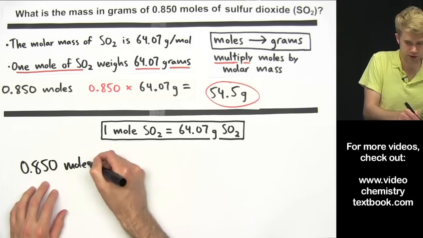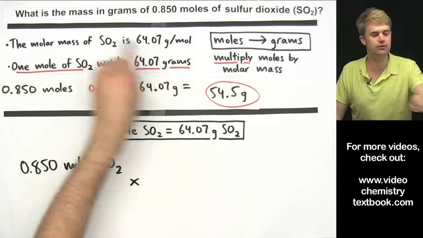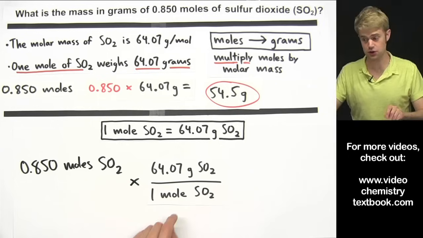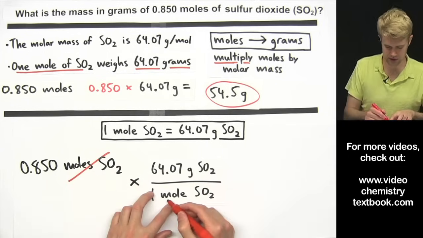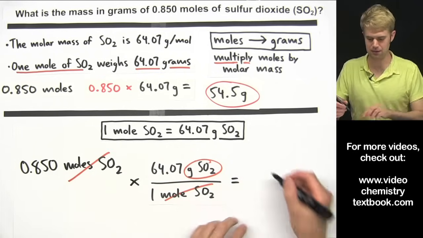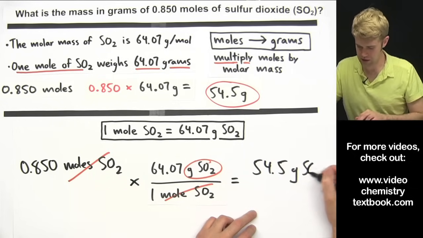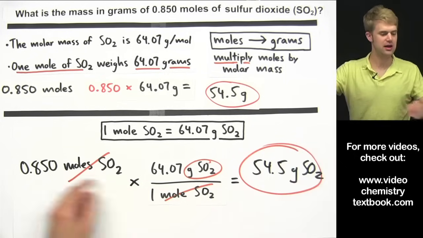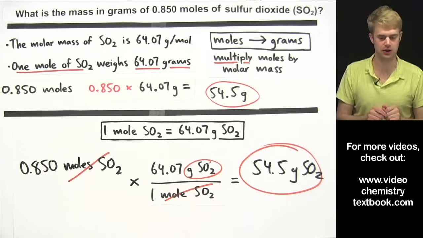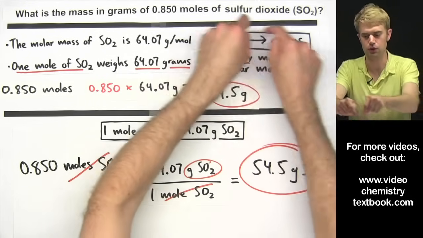Now for the conversion factor. 0.850 moles of SO2, multiply it by a conversion factor made from this molar mass information. I'm going to use this one here because it puts moles SO2 on the bottom. They're on the top here. Cancel, cancel, keep this. Go through doing the math. This times this divided by this. And I got, as I got up here, 54.5 grams SO2. And the math is exactly the same for this as it was for this because dividing by one here doesn't change the value. All I'm doing is multiplying moles by molar mass to go from moles to grams.